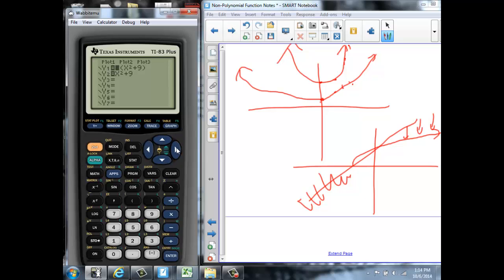So if I were to give you, let's go with x minus 3, all squared. That graph would look like this. Is that what you're asking? Yeah. Okay. So then if we were to do the square root of x minus 3, I need to put another bracket in here.